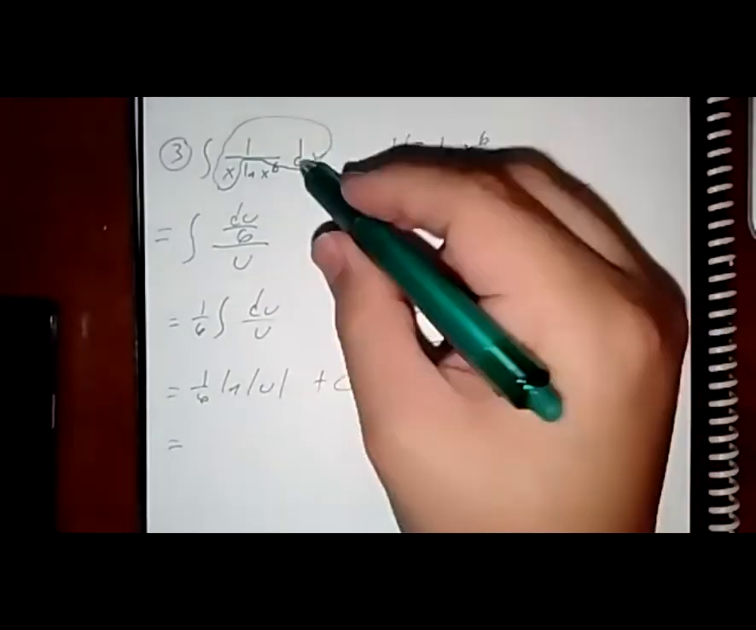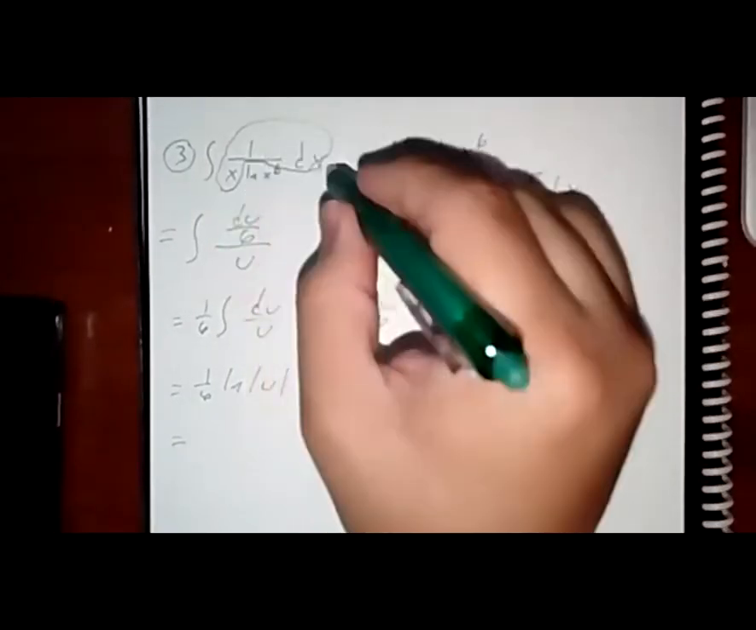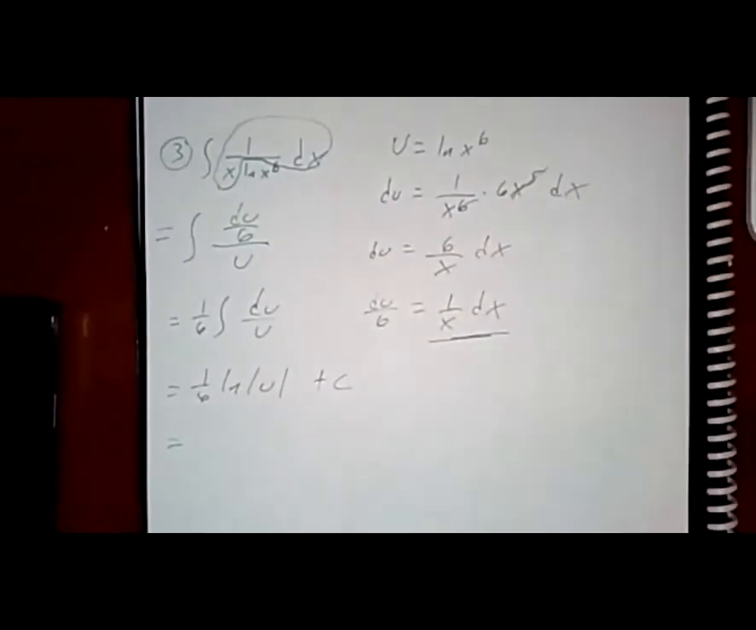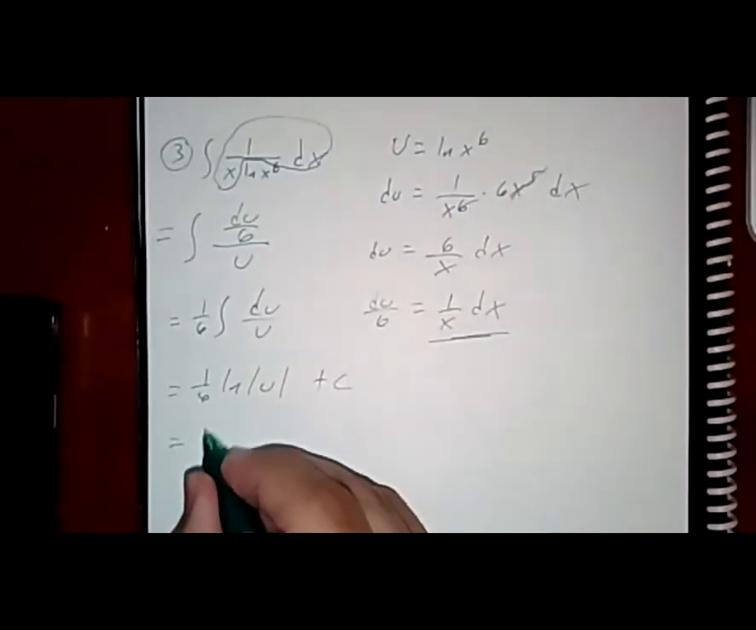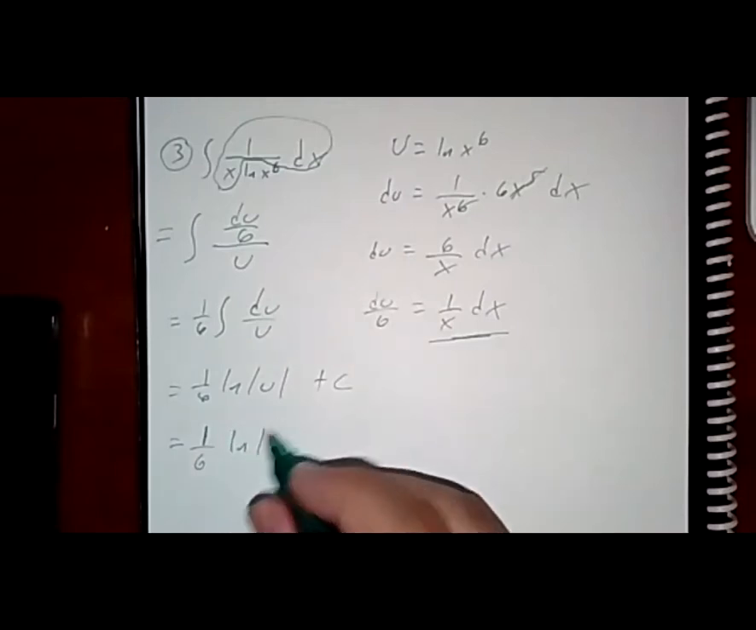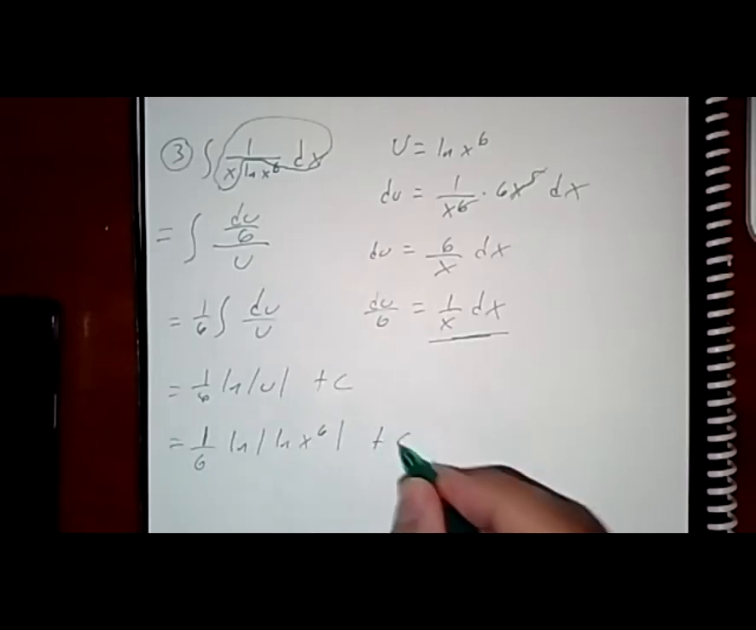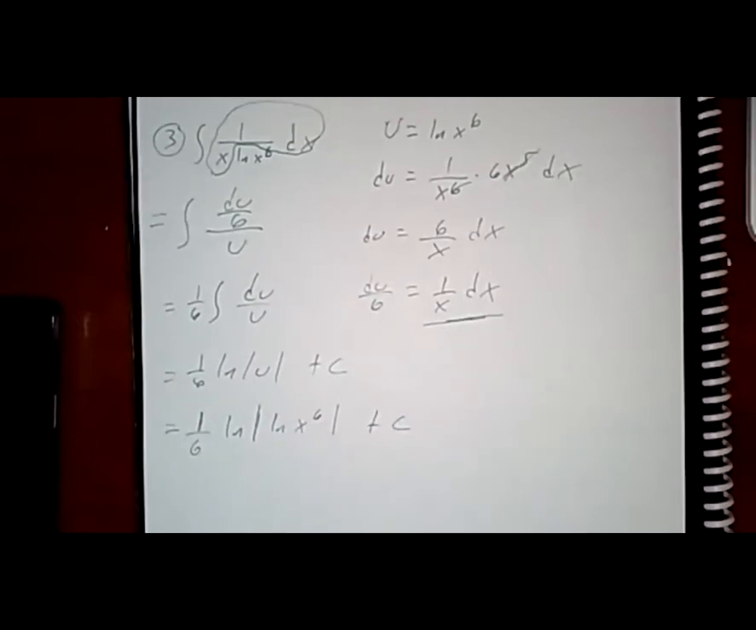Just think of it as some number over a 1. I can put it over there, or over here. Who cares, right? Don't let it bother you. So plug in the u and we're done. So it's 1/6 ln of x to the 6, plus c. So, yes.